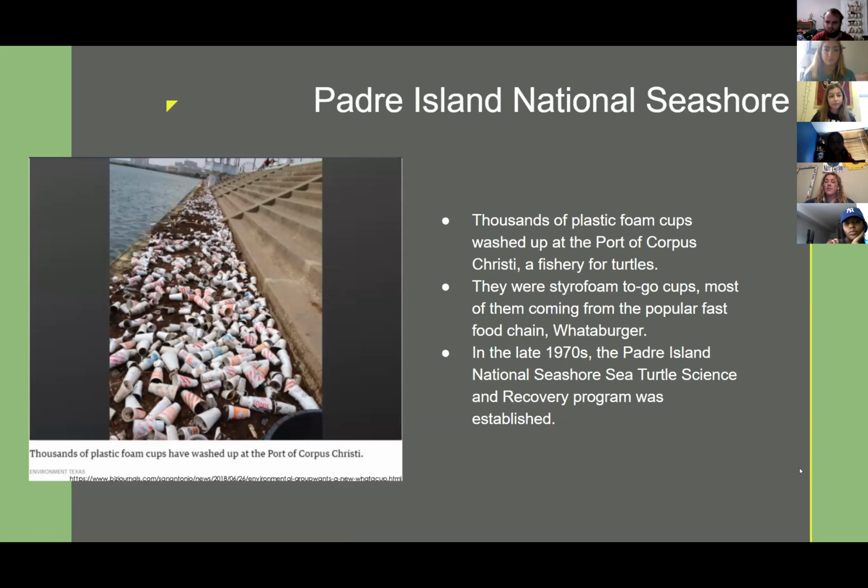And they were styrofoam to-go cups, most of them coming from the popular fast food chain Whataburger. And styrofoam is a huge issue, which is also another name for a chemical compound called polystyrene. Due to the amount of air in its structure, styrofoam is unsinkable and is able to maintain its form. Many marine animals will then mistake it for food, and once consumed, the polystyrene will block their digestive tract, and this leads to starvation.